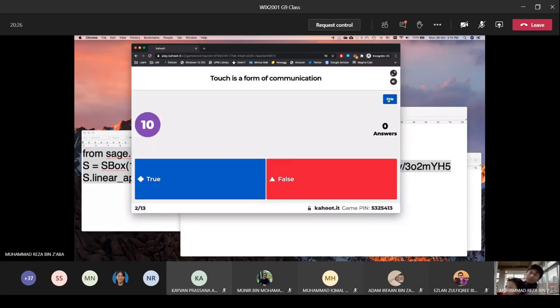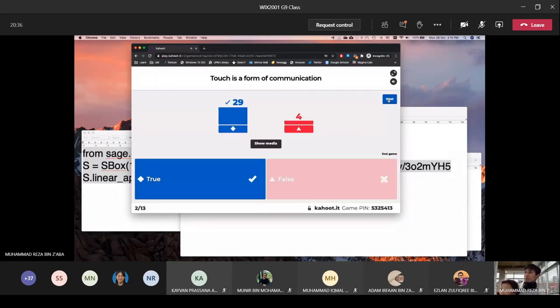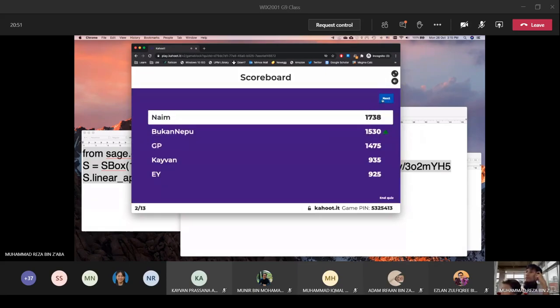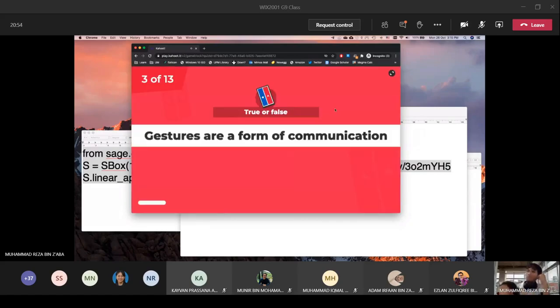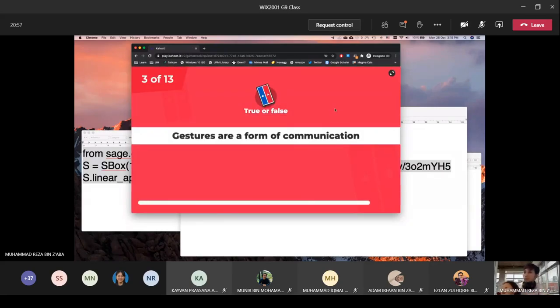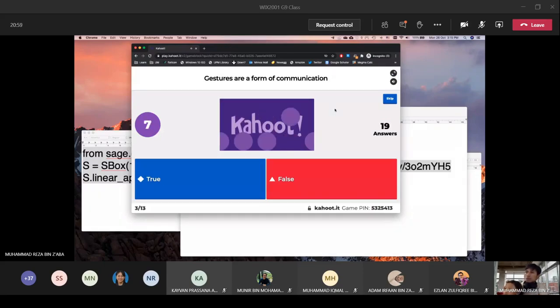Touch is a form of communication. I hope everyone gets this right. It's a form of non-verbal communication actually. So touch is a form of communication as well. What about gestures? Gestures are also a form of communication.